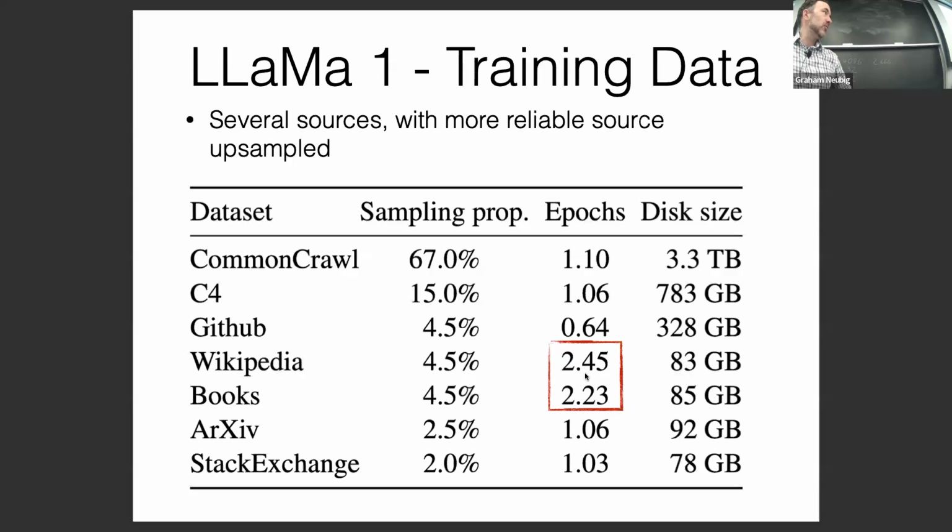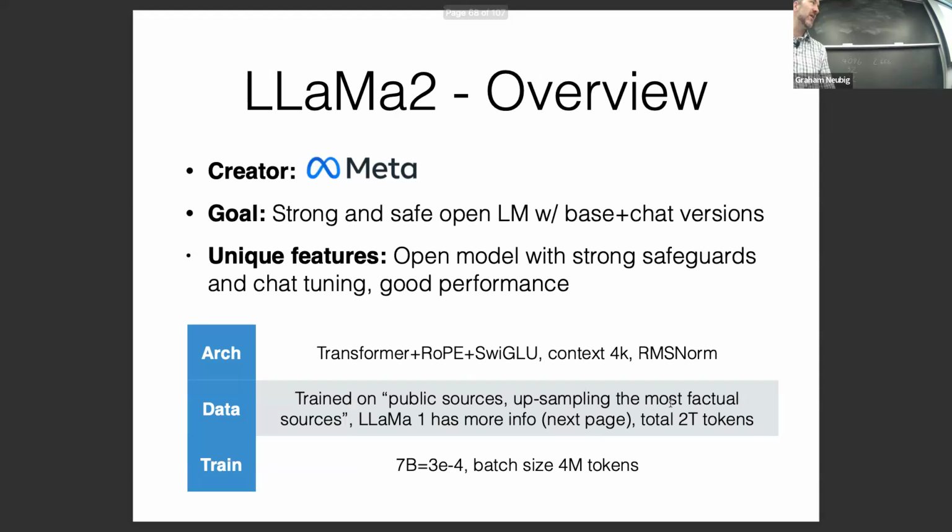They did 2.4 epochs over Wikipedia, 2.2 epochs over books, only 1 epoch over the standard web data, arXiv and Stack Exchange, and 0.6 epochs over the GitHub data that they had. So obviously they thought that this Wikipedia and books data was more valuable for some reason, and they really wanted the model to learn well from it. So when they say that they upsampled factual data, I'm assuming that that's also what they did in LLaMa 2.